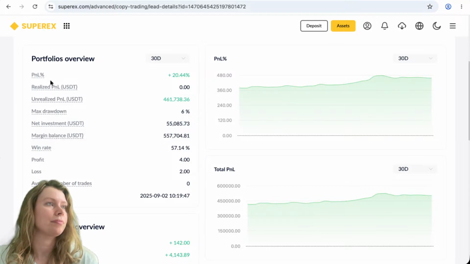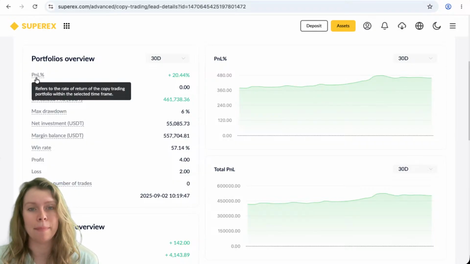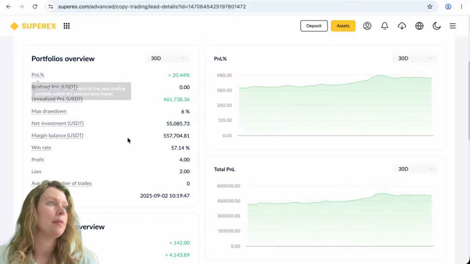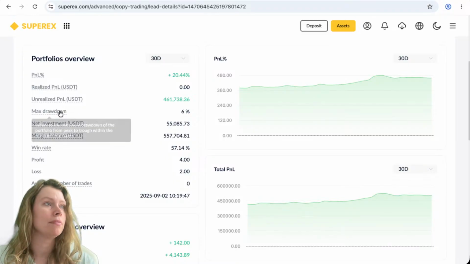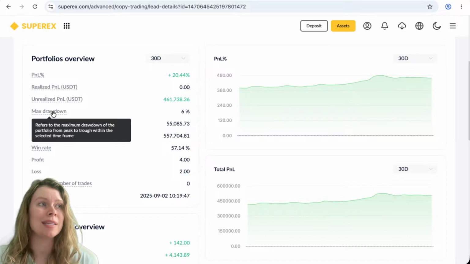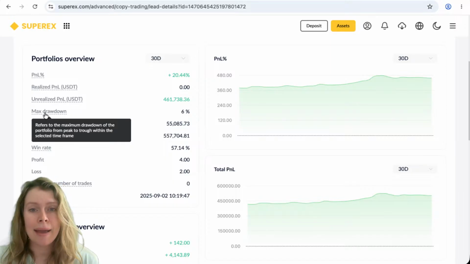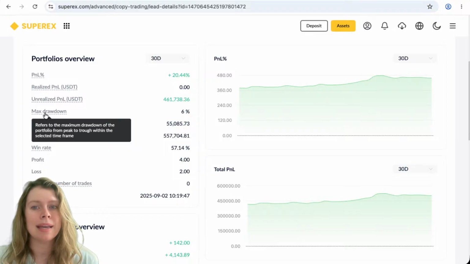All right. So we've got a P&L. It refers to the rate of return of the copy trading portfolio within a selected time frame. Theirs is at 20.44%, okay? Then if we go down to max drawdown, 6%. This refers to the maximum drawdown of the portfolio from peak to trough within the selected time frame, okay? So that's pretty solid. That means that even at the worst, they only dropped to around 6% from peak.